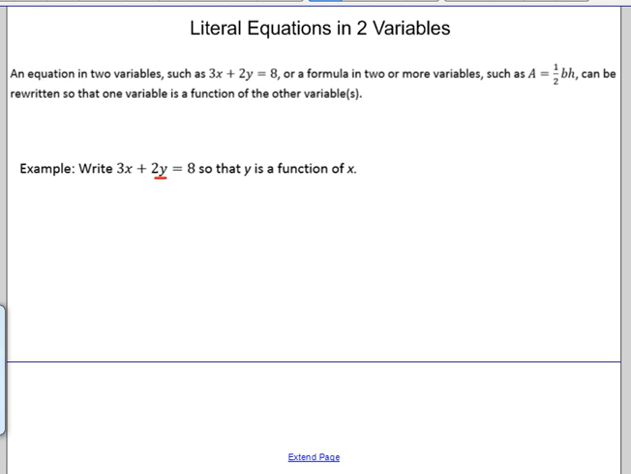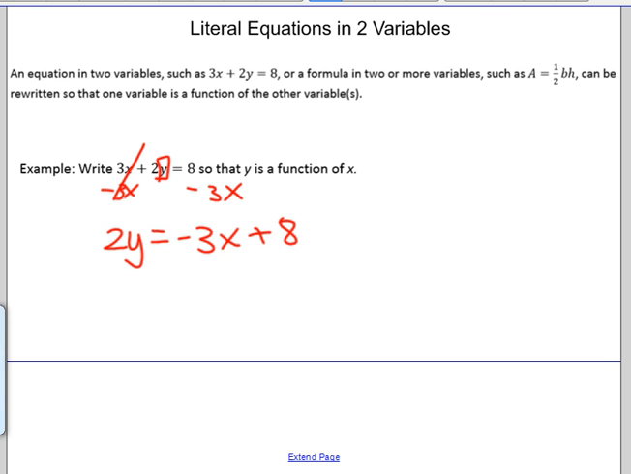So here's my y. That's what I want to get by itself. To get that by itself, I would want to get rid of this 3x. And I can do that by subtracting 3x from both sides. So I have 2y is equal to negative 3x plus 8.